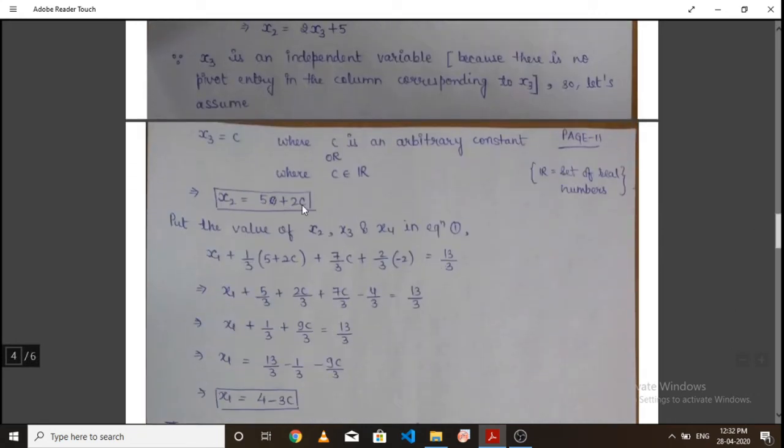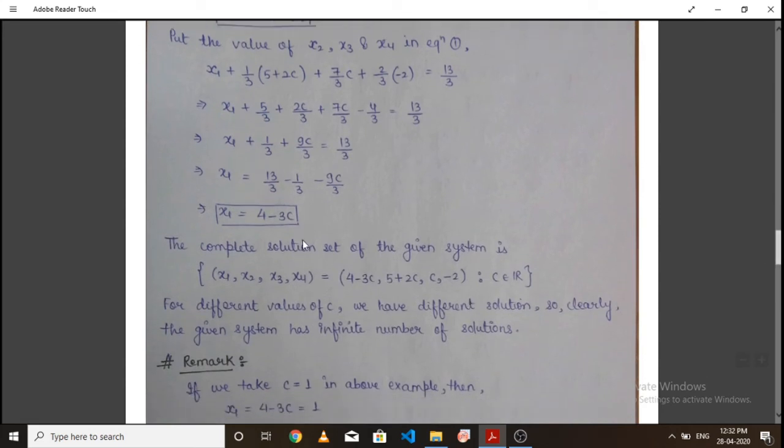When I put the value of c in this equation, then x2 becomes 5 plus twice c. Now put the values of x2, x3 and x4 in equation number 1. I get x1 is 4 minus 3 times c. Right? Since we got the values of all the variables, I can conclude the complete solution set of this system is x1, x2, x3, x4 equal to 4 minus 3c, 5 plus 2c, c, -2, where c is in R.